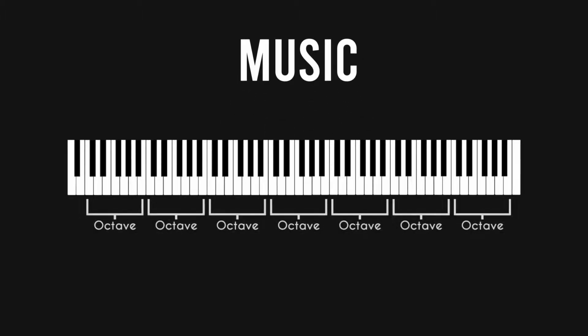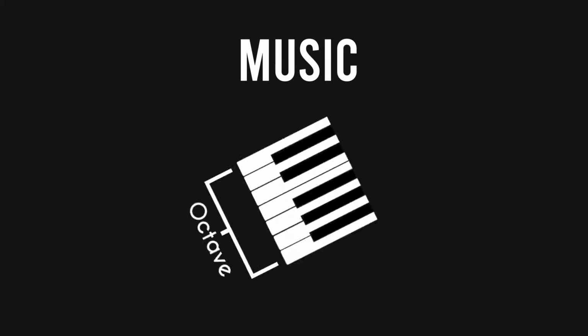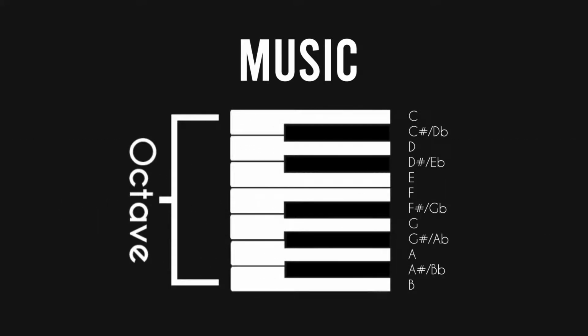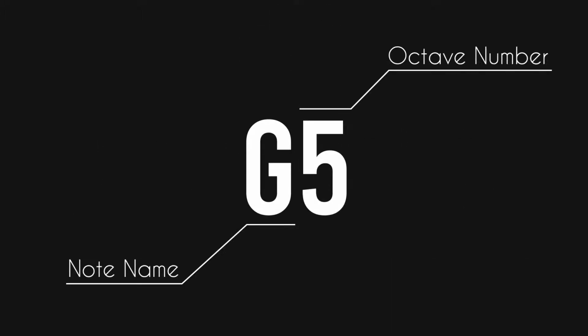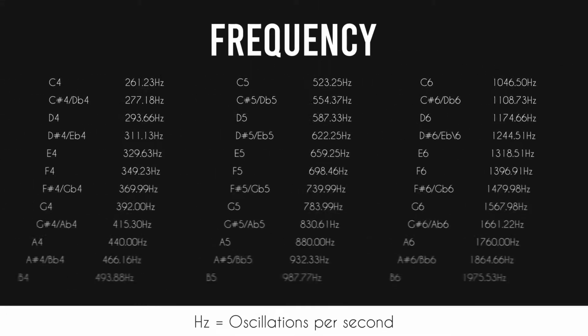Now let's talk about music. In music, notes are divided into octaves, which are essentially groups of 12 notes. Keep in mind that octaves are repeating. In musical terms, we call the third note of every and any octave D, and so forth. Thus, when defining a specific note, we specify the name of the note as well as the octave it is in. Each note has its own specific frequency.